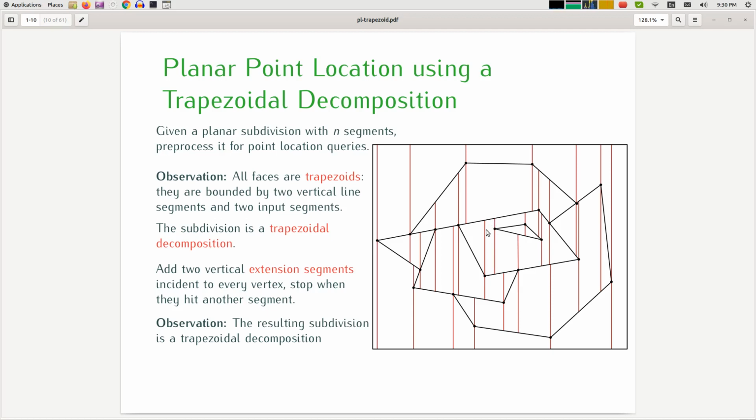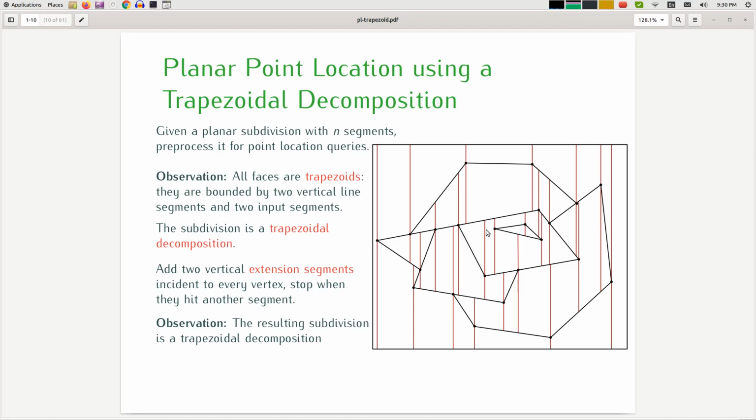Okay, so what does this achieve for us? This turns the input from being a bunch of disjoint line segments to being a set of trapezoids. Now the question is, can I do point locations in a set of trapezoids? And this is the next thing I'm going to solve.